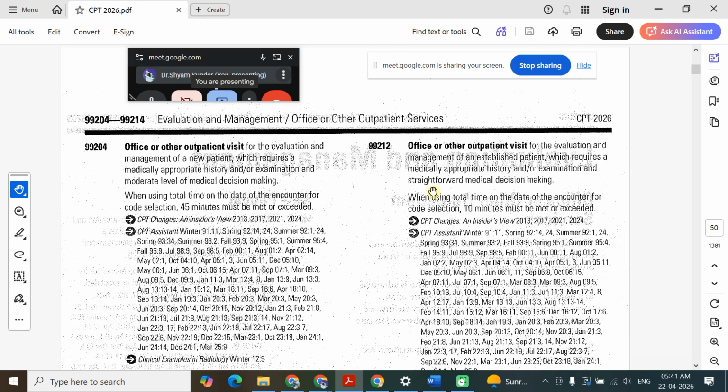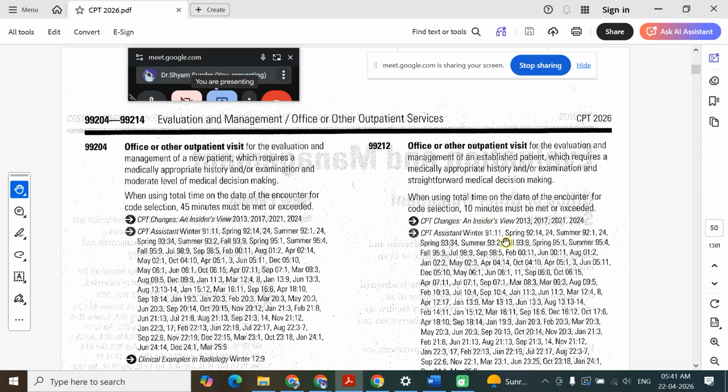Who is submitting the code? The doctor is submitting the code, right? Doctor billing. So he's the one while billing. So the physician has to consider what is critical to bill. Is it the MDM or is it time?